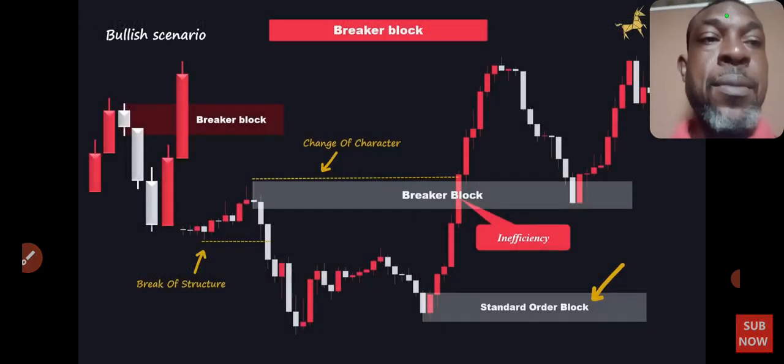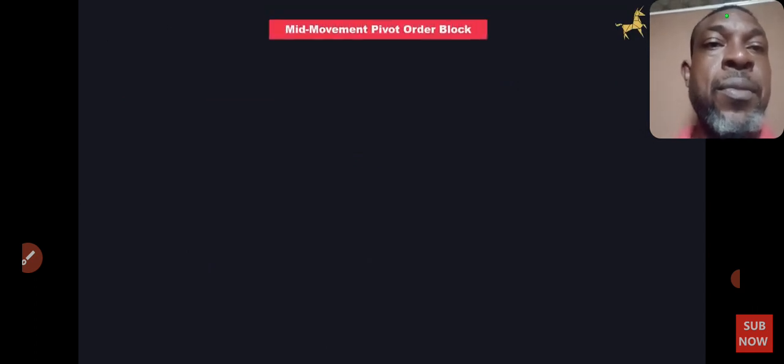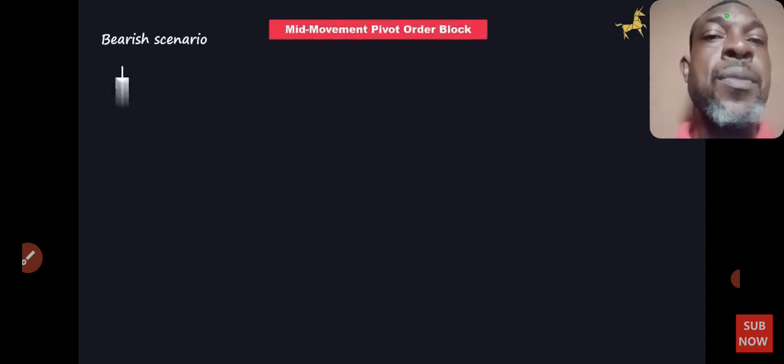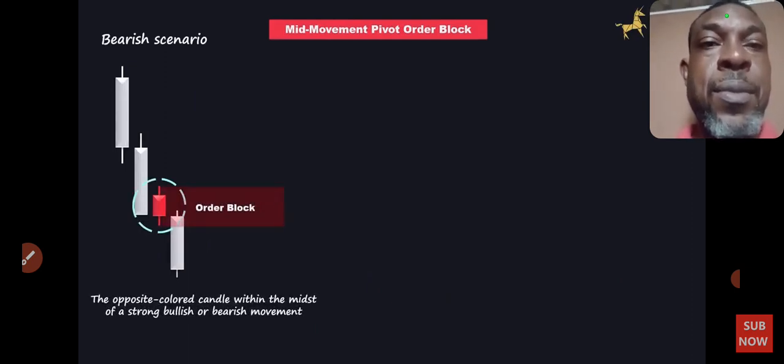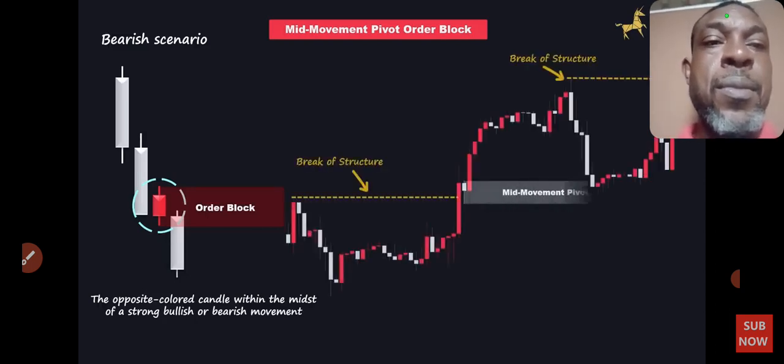So, let's move into the last order block type, mid-movement pivot order block. It refers to the formation of an opposite-colored candle within the midst of a strong bullish or bearish movement. This candle acts as a potential reversal signal. It signals the potential for a reversal or a temporary pause in the current market direction.